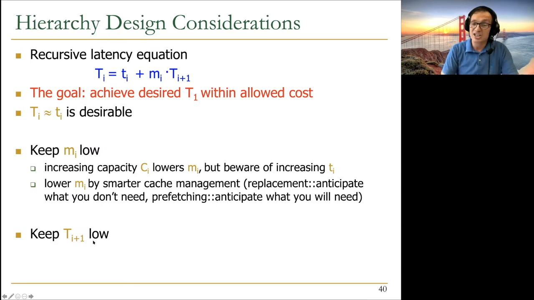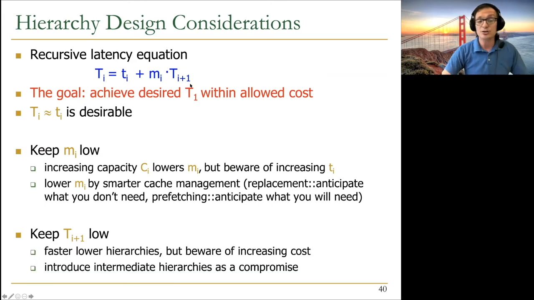Alternatively, or maybe together with keeping the miss rate low, you can try to keep the perceived access latency of the next level low. And how do you do that? You may make the lower hierarchies, or L2 caches, L3 caches, faster, but then your cost may increase. Because why? How do you keep it faster? You may increase your capacities, for example, or you may actually reduce the capacities depending on what you're trying to optimize exactly. So this may increase the cost. Or you can introduce intermediate hierarchies as a compromise, but that may also increase the cost. So basically, this is not an easy optimization problem, as you can see, because it may add a lot of levels. It also is very much workload dependent, program dependent.